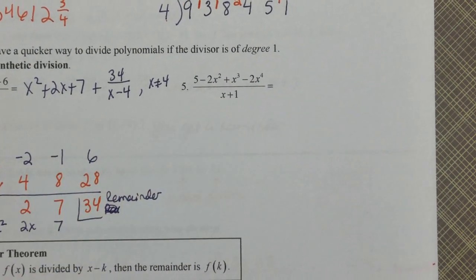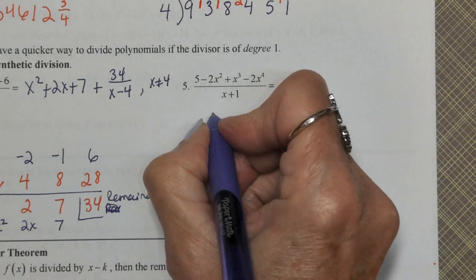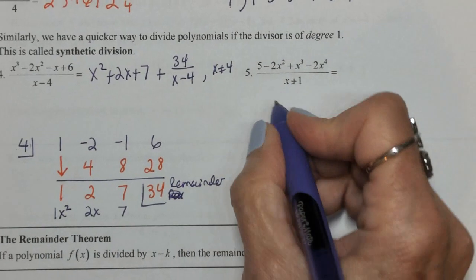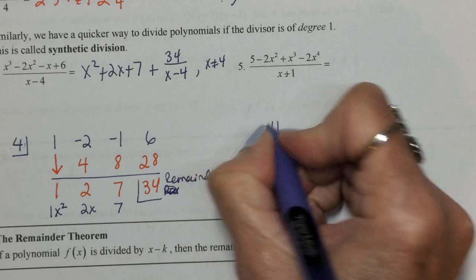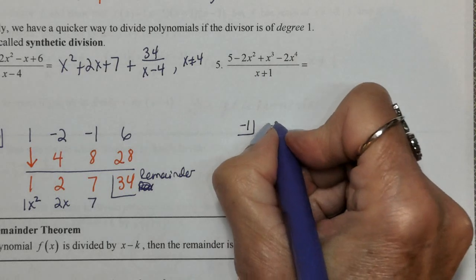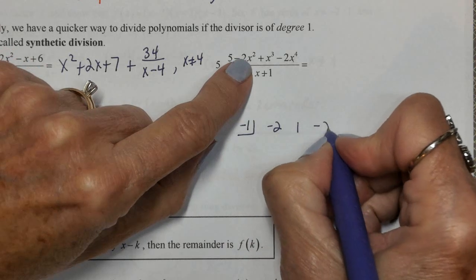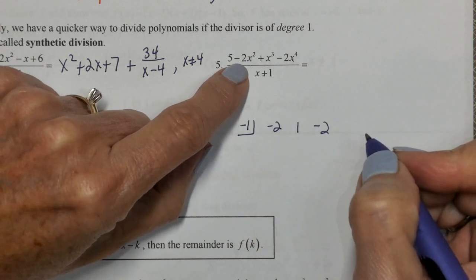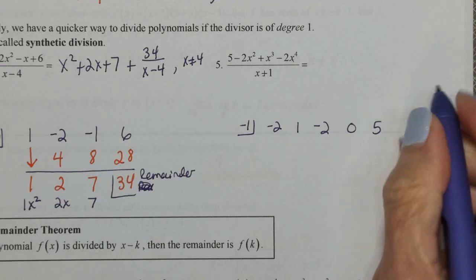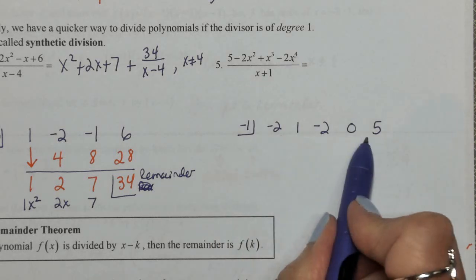Let's do another one. I purposely made this into a different order just to remind us to be careful. So what's going to go in the box? A -1 is going to go in the box. Now go to your highest degree term. -2 is your coefficient of the x to the 4th. We have a 1 for the x cubed, a -2 for the x squared. We're missing the x term, so I'm going to put a 0 for the x term, and then a 5 for the constant. It's a 4th degree term, so we should have 5 numbers for our coefficients, and we do.